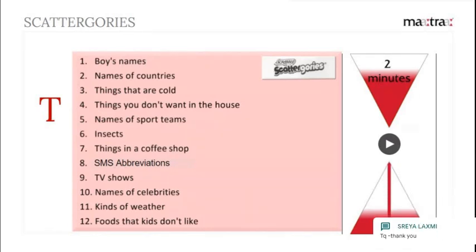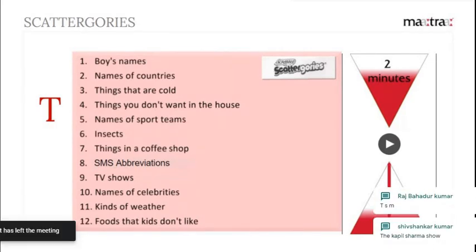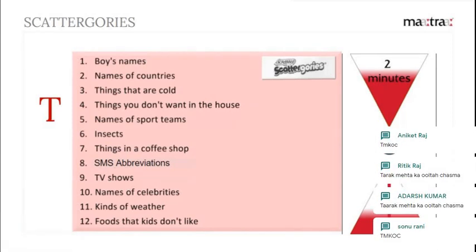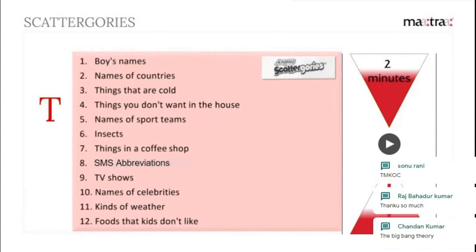All right, next one. I think TQ is terrible. Like TQ is like TY, at least I would have understood. TQ for thank you is sad. All right, next one. TV shows. What is TSM? Rajbhad, you'll have to break that down for me. TM, KOC. I don't know any of these. Okay, Tarak Mehta ka Ulta Chashma. Thank you. TSM. Oh, that's thank you so much.